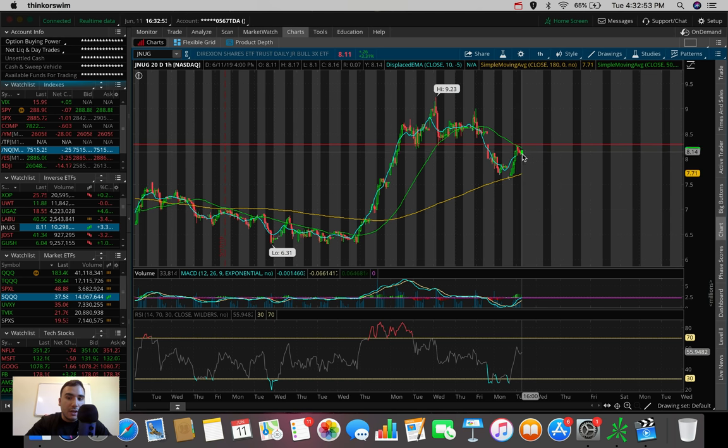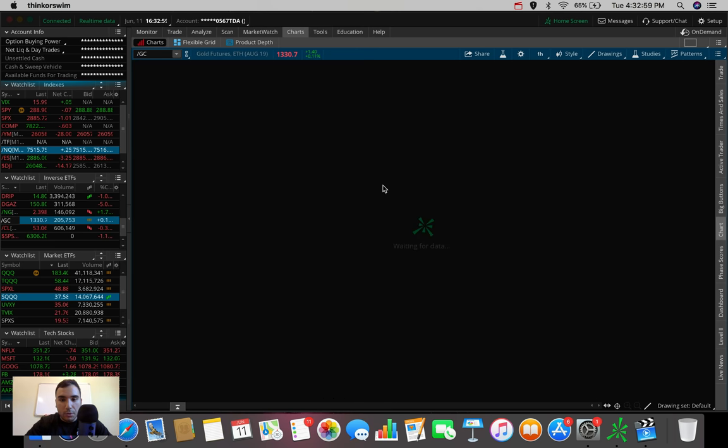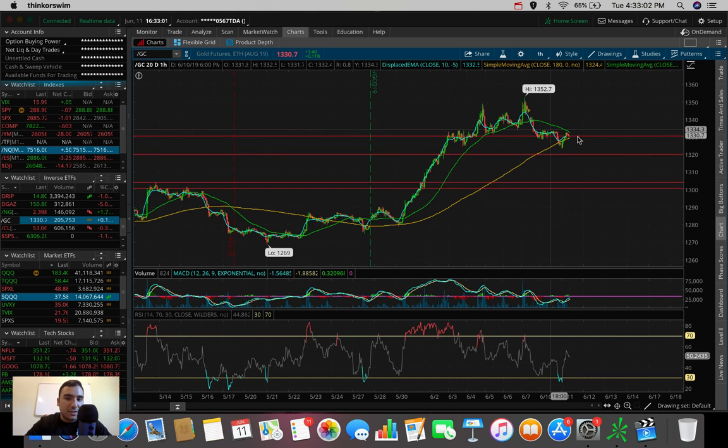You guys can see if we break out of that, that's going to be a pretty bullish move here on JNUG. Going back to gold, let's see where gold is at very quickly. Yeah, you guys can see it right here. Pretty much basic technicals here. If we break out of the 50, that's going to be a pretty bullish move.